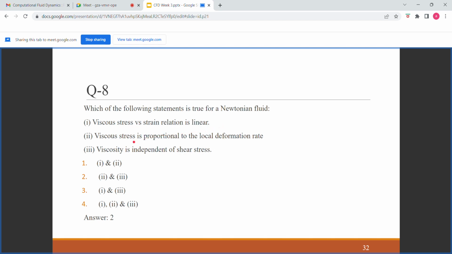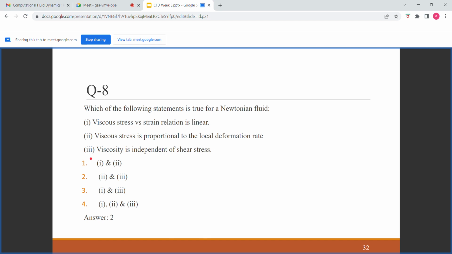And in option 3, it is given that viscosity is independent of shear stress. Well, viscosity is constant for a Newtonian fluid. It is independent of the shear stress. So option 3 is also correct. For this question, the answer is option 2 and option 3. Option 1 gives 1 and 2, whereas 1 is not true. 2 and 3 is option 2. The answer is option 2. In option 3 it is given 1 and 3, or 1, 2 and 3, whereas the first statement is wrong. So all these statements are not applicable.